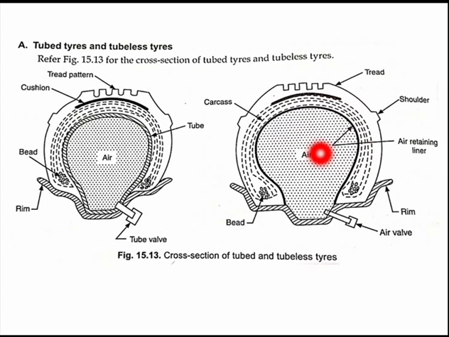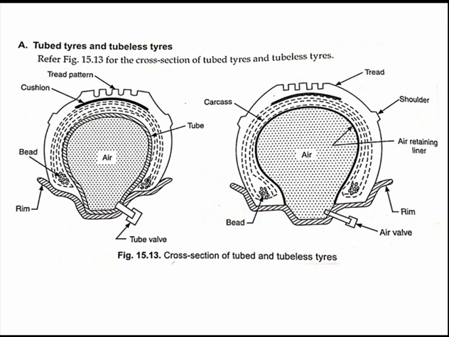Instead of that we are providing an air retaining liner, and inside there is air. All other constructions are the same, like the thread and shoulder, the beads and the rims. All the other parts will be the same, except the tube is not inside. So you can see there is a small difference in the construction.